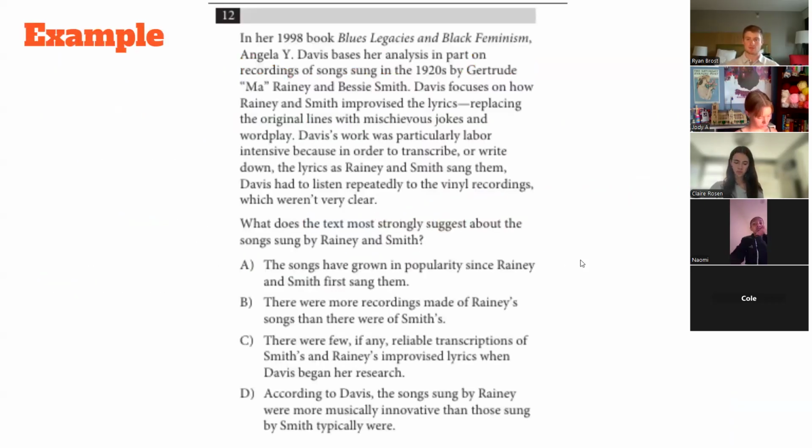Okay, this is the final question type for this. And we can see here the question stem is, what does the text most strongly suggest about the songs sung by Rainey and Smith? So it's not directly stated, but it's strongly suggesting something.